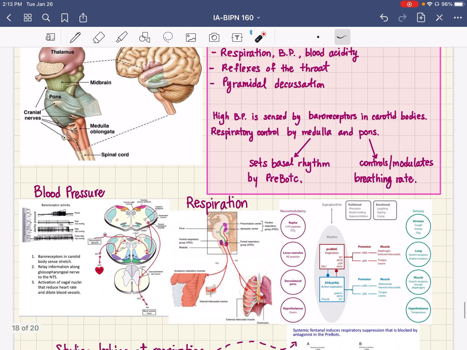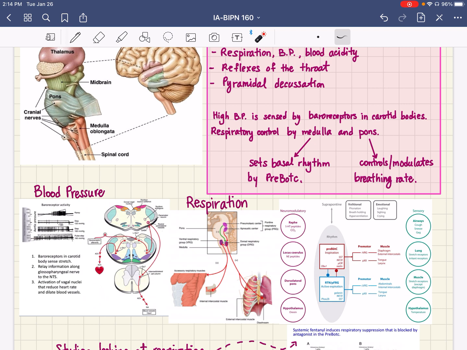The two important functions that Dr. Root described in class were the blood pressure, how the medulla takes care of and modulates blood pressure of an individual, and also respiratory control. In short, high blood pressure is sensed by baroreceptors, which are stretch neurons in the carotid bodies of the carotid arteries in our body.